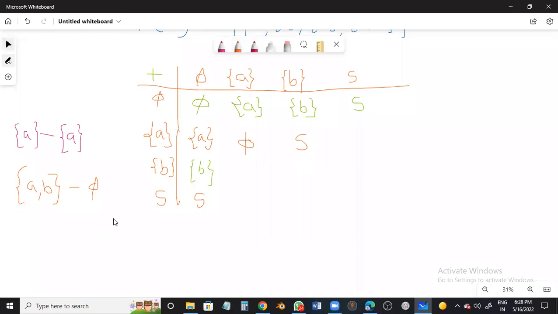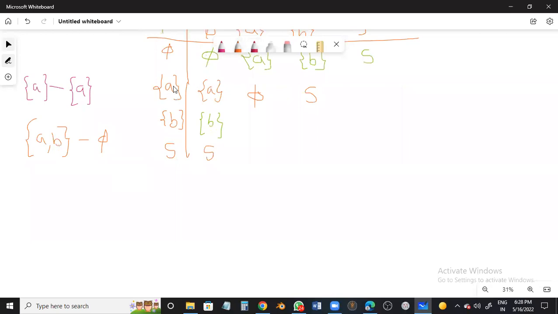Now let me talk about the last. A and S. What is the union? Complete S. And what is their intersection? Singleton A. The intersection of S and singleton A is singleton A. And if I subtract it, what am I left with?